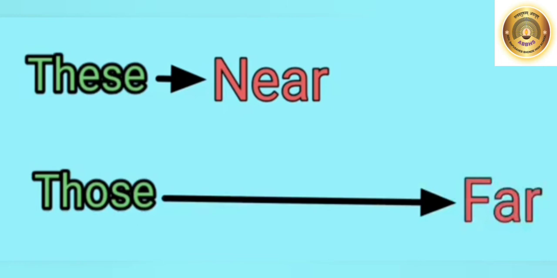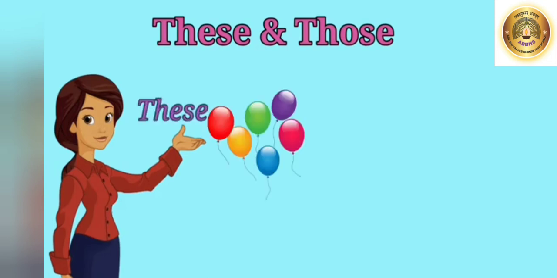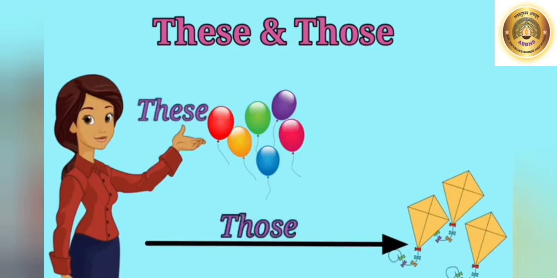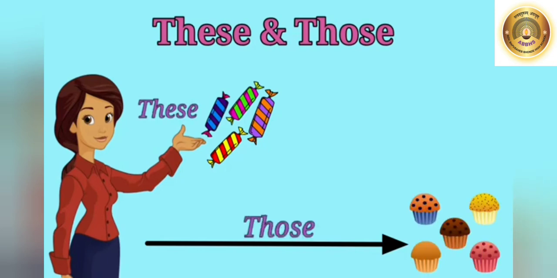Now, children, let's learn more about these and those with different examples. There are many balloons near to me, so I will use these. And kites are far from me, so I will use those. The chocolates are near to me, so I will use these. And the cupcakes are far from me, so I will use those.